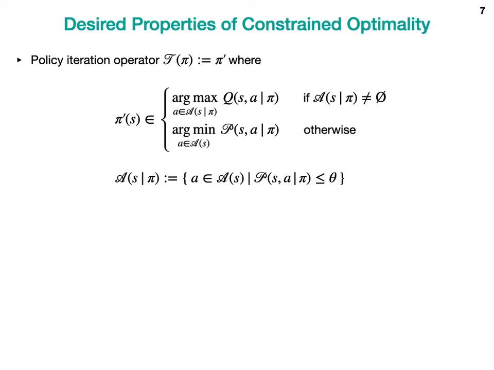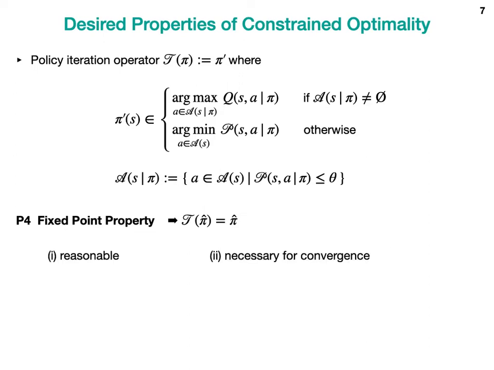Instead, we focus on the next property. Consider the policy improvement operator, which takes the policy pi and outputs a policy pi prime that maximizes the Q function among the safe actions on the pi, which we denote A of S on the pi here, and if no safe action exists, it minimizes the reachability. Then our fourth property is that the optimal policy has to be a fixed point of such an operator.